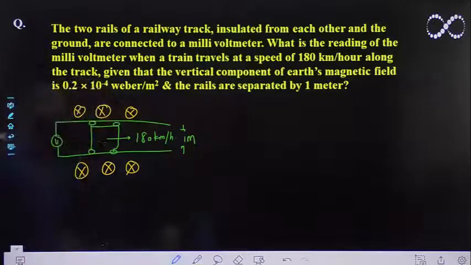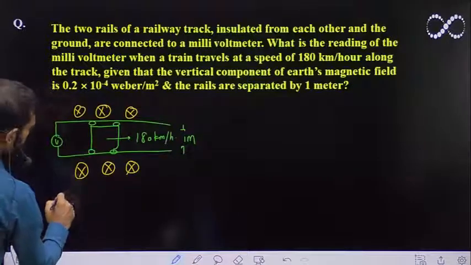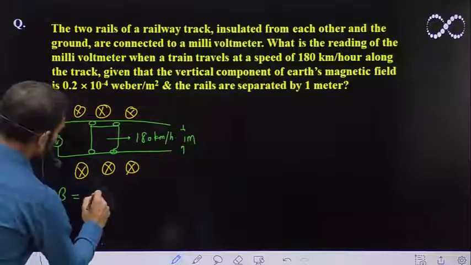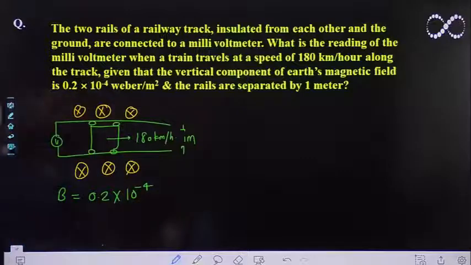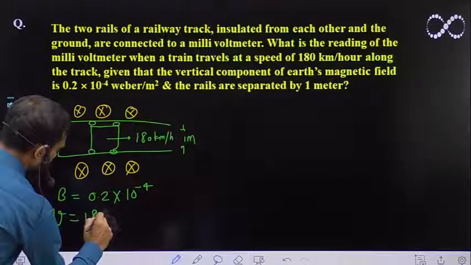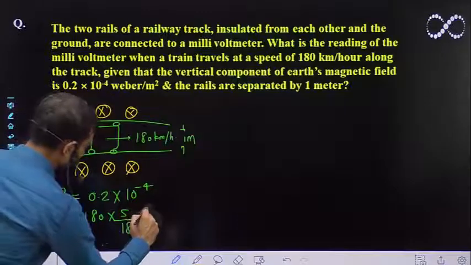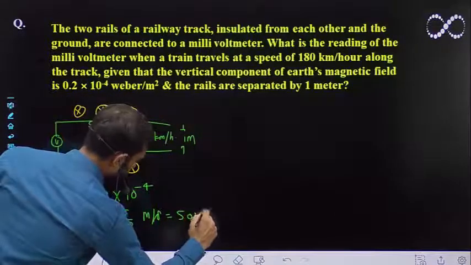Now it is trying to ask what is the reading of the voltmeter. Let us see here what will happen. See, what is given? B is given here. How much? 0.2 into 10 raised to power minus 4. And the speed is given. So let us try to convert this speed in SI unit. So V is given 180 into 5 by 18 meter per second. So this will become 50 meter per second.